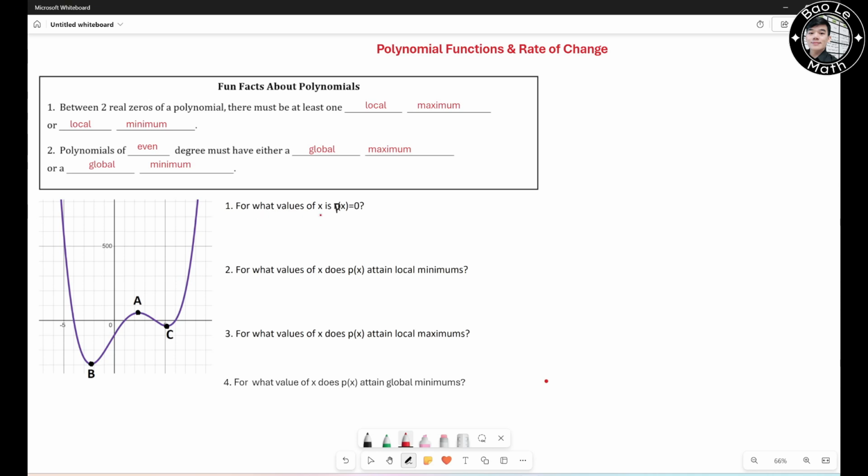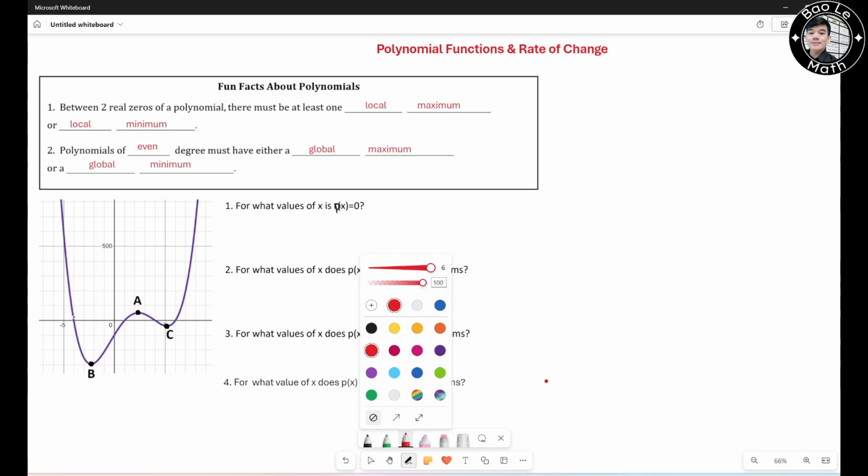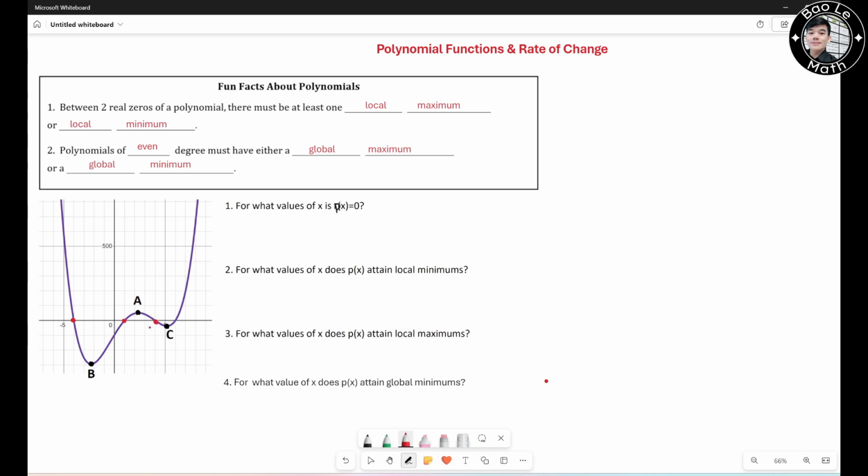For what values of x is p of x equal to 0, which means we need to find the zeros of the polynomial function. So we have the first zero right here, the second zero right here, and the third zero right here, which means negative 4, 1, and 4, right? Negative 4, 1, and 4. The minimum values as x equals about negative 2.5. And this guy right here, about 5.5.